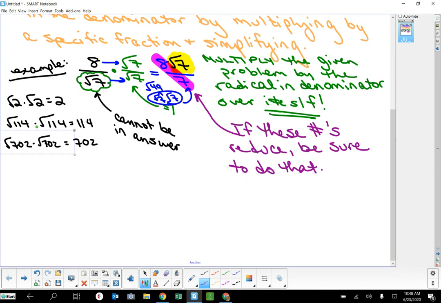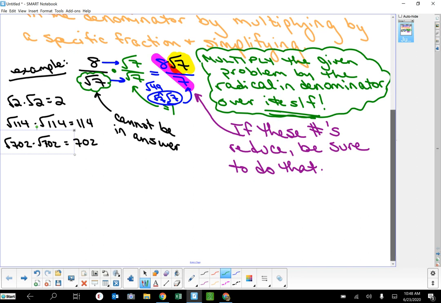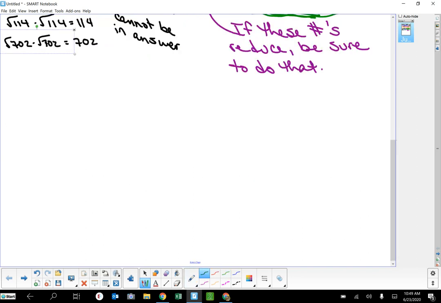Okay. And you're going to see that in the next problem that I do. I just wanted to start out with one that was fairly straightforward so that you could see what's happening. So the green statement here is key. Multiply the given problem by the radical in the denominator over itself. Doesn't matter what that radical is in the denominator. Multiply by that.